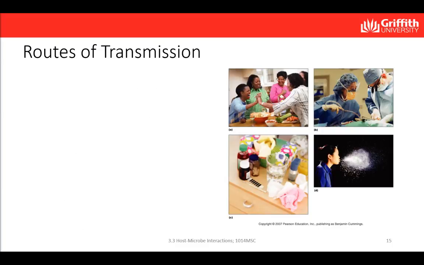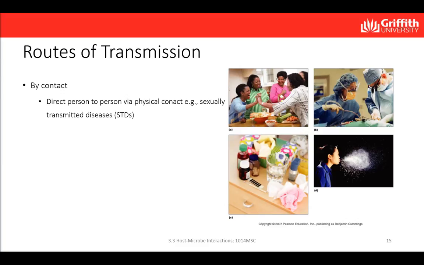The spreading of disease-causing microbes is called transmission. Infectious and communicable diseases spread through different mechanisms. Direct contact transmission occurs when an infected person physically contacts a susceptible person. The best examples for direct contact transmission are sexually transmitted diseases.